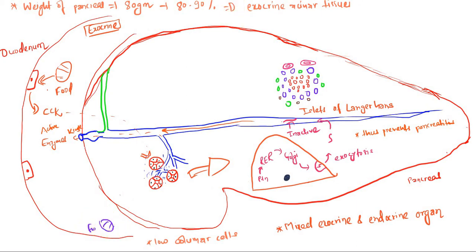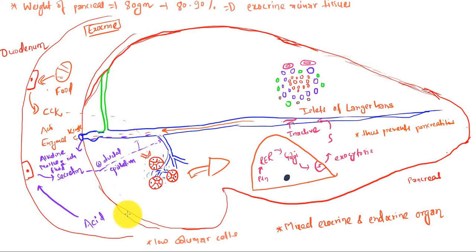And the acidic content that is present in the duodenum will stimulate the secretion of secretin from the duodenal mucosal cells, and the secretin will stimulate the ductal epithelial cells, not the acinar cells, which will release alkaline, bicarbonate-rich fluid that will neutralize the acid. This is the hormonal control for the exocrine function.